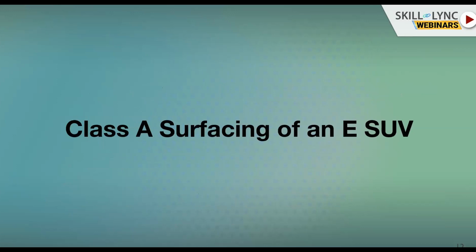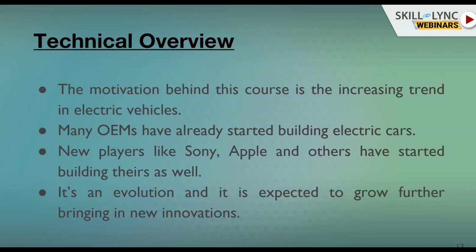Now, as we've seen, we come to the classes from ESUP. Why an SUV? The entire motivation behind this course is the increasing trend in electric vehicles, so E actually stands for electric vehicles. Many OEMs have already started building electric cars. Maybe you can check it out after the presentation, if you have not gone through or seen the cars.